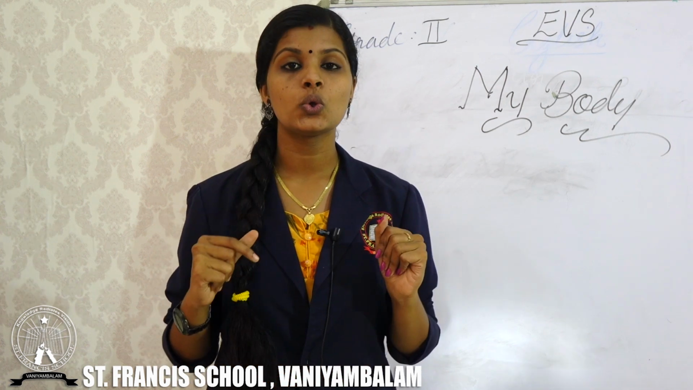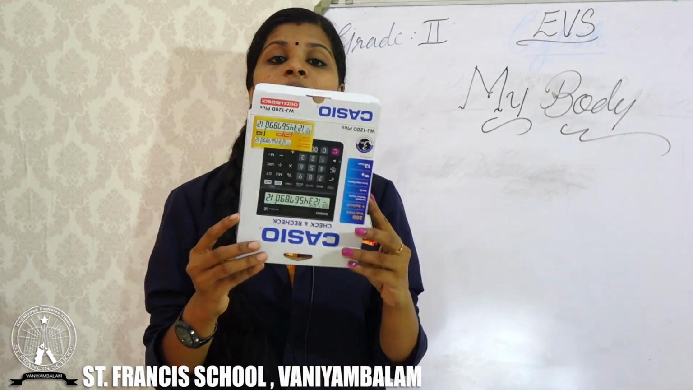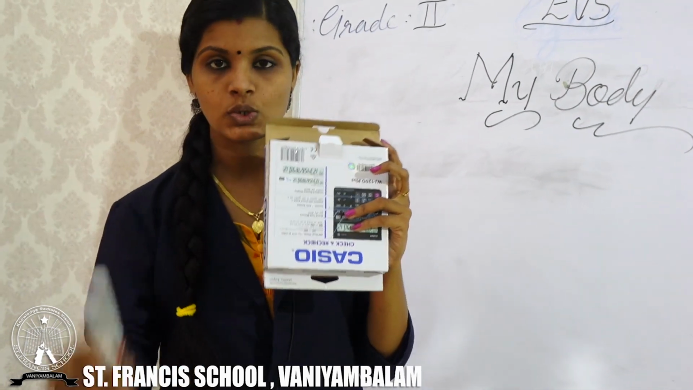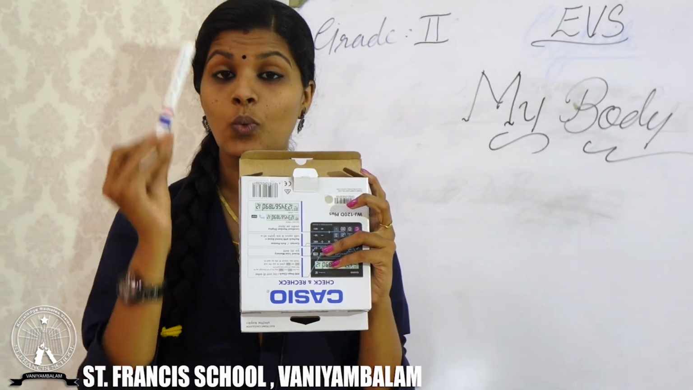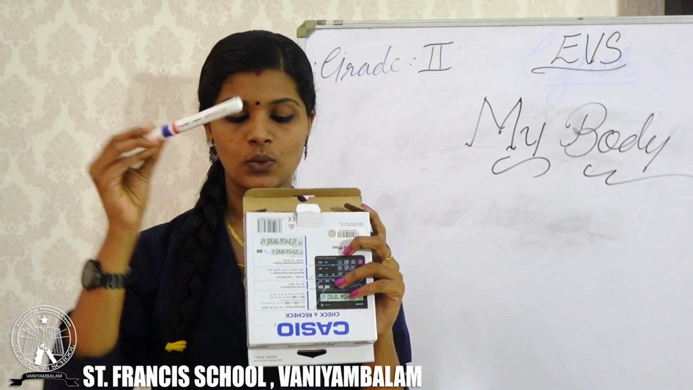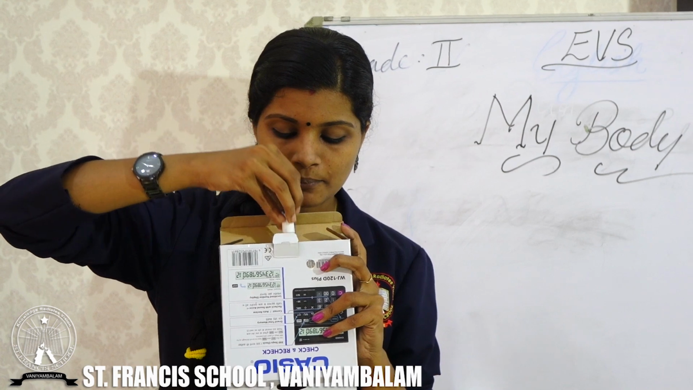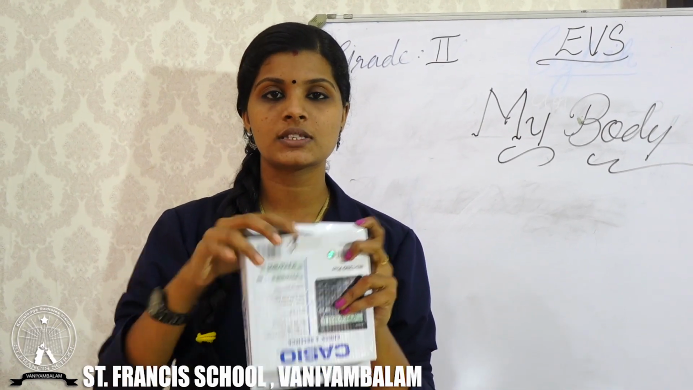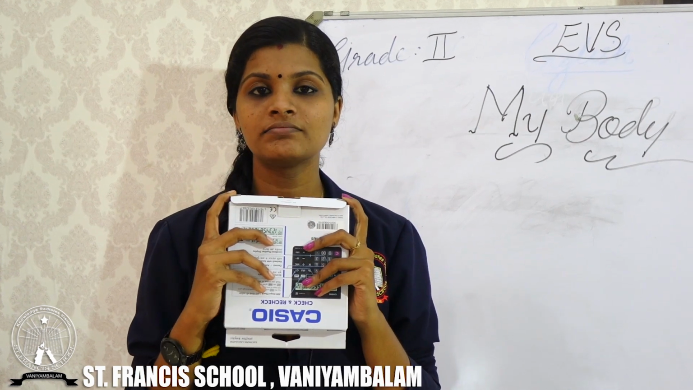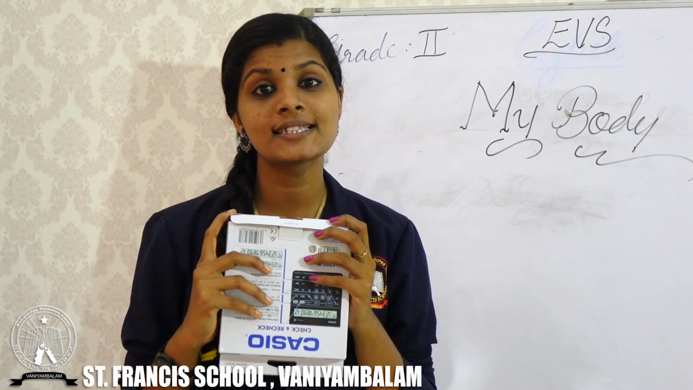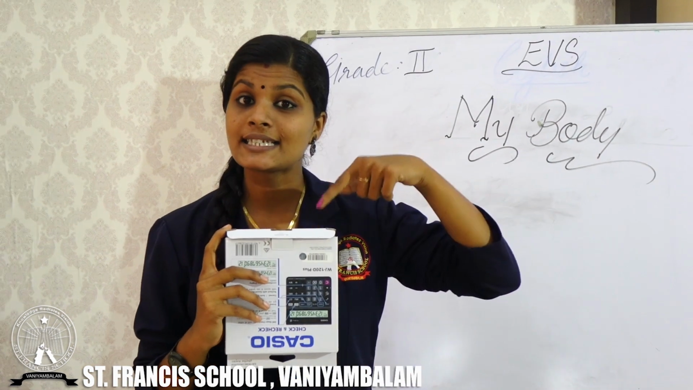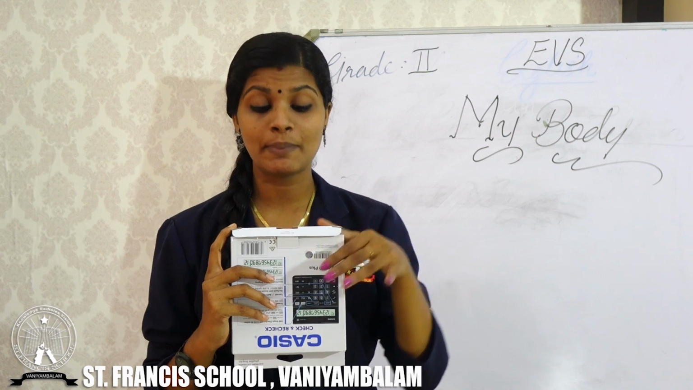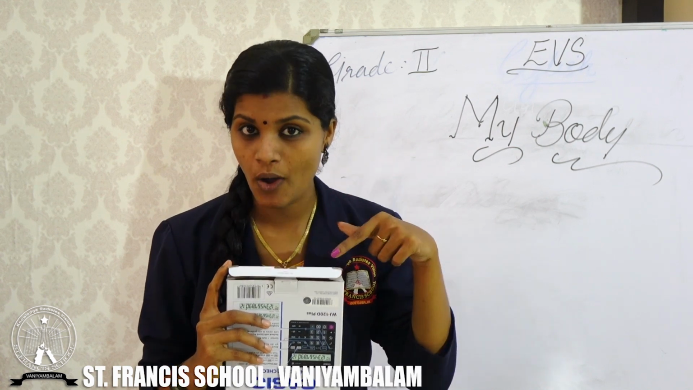Now I will show you an example. Now you can see a box here. This is a box. And also you can see one pen. Now just look, I have kept this pen inside and closed this box. Now can you see this pen? No, you can't see this pen. Why? Because it is inside. The pen is inside the box.